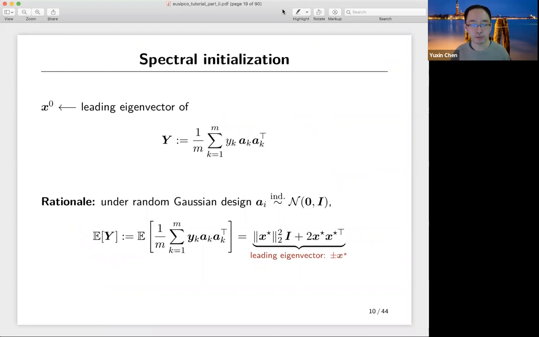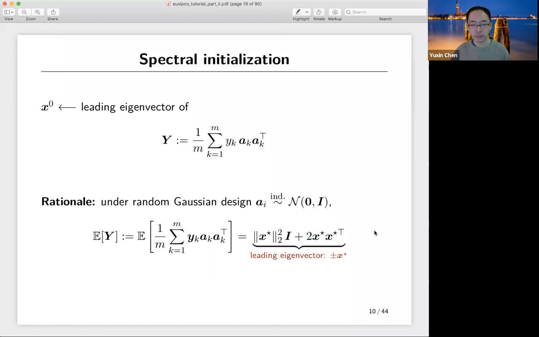All right, so now let me try to explain a little bit about why we are going to do this two-stage algorithm. So first of all, regarding the initialization, a more concrete procedure looks like the following. We're going to first form this large matrix capital Y using the data samples I have. After I form this matrix, I'm going to compute the leading eigenvector of this matrix. The rationale of this algorithm is very simple because if you consider the population level case where I have an infinite number of samples, then you can show that Y is going to converge to its mean, which after a little bit of calculation, you can show is equal to the quantity that I list here.